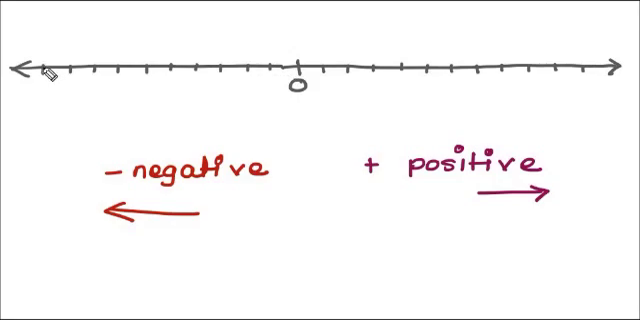Now I want to show plus 5. Plus 5 is a positive number on the right hand side. So let's move 5 places to the right. 1, 2, 3, 4 and 5. Plus 5 is going to be at this place. Now if I want to show minus 6, minus means I have to go to the left hand side. So let's go left. 1, 2, 3, 4, 5 and 6. So here is my minus 6.